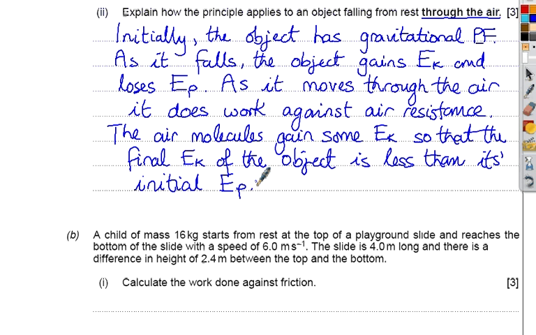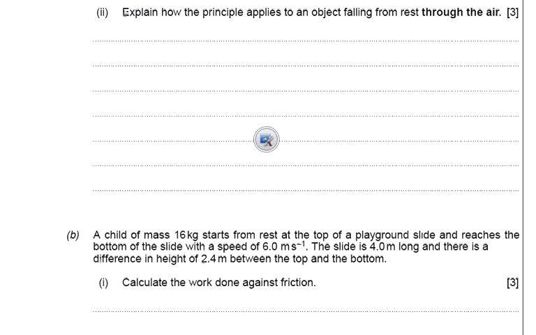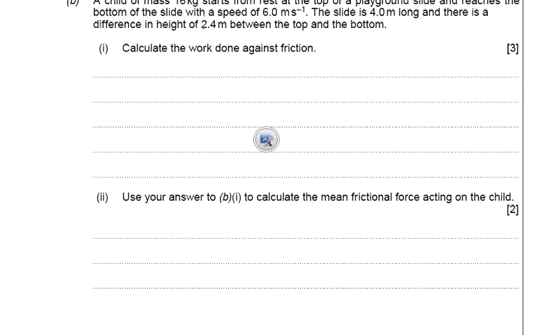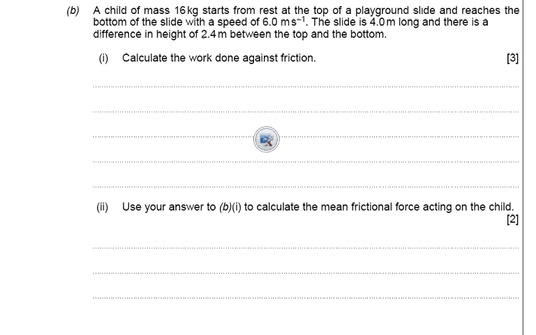Right. In practice one, scroll up again. We've got a child of mass 16 kilograms starting from rest at the top of a playground slide and reaches the bottom with a speed of 6 meters a second. The slide is 4 meters long and there is a difference in height of 2.4 meters between the top and the bottom.